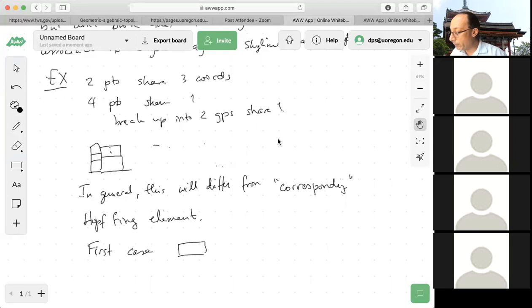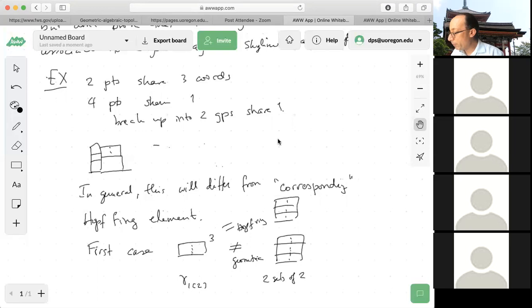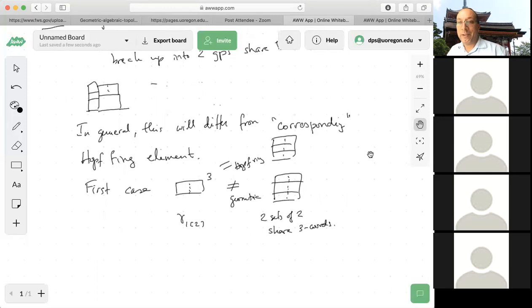Here's a first case where this happens, this class cubed, because remember the gamma 1, 1 case where they do correspond are the basic gammas. Gamma 1, 2 means I've got two sets of two points, each of which share one coordinate. That's great, but in the Hopf ring it is immediately represented by this, but it's not equal to the geometric class where I have two sets of two points which share three coordinates. So that's kind of an unfortunate fact of nature and something that my collaborators and I should work out one of these days.